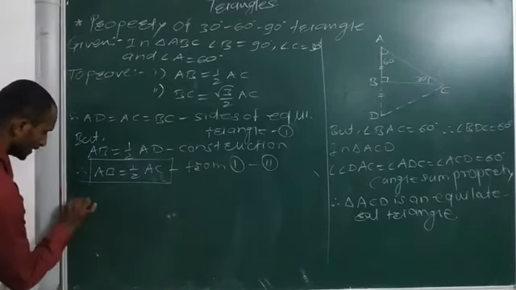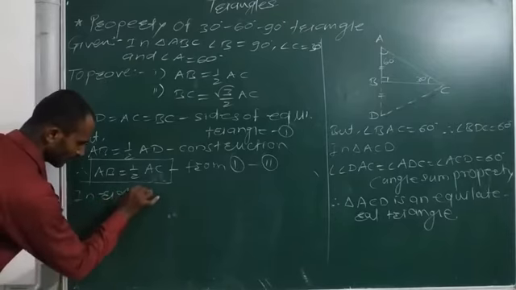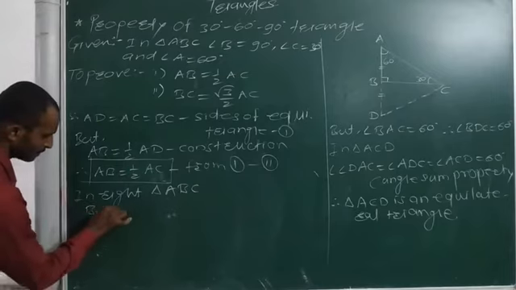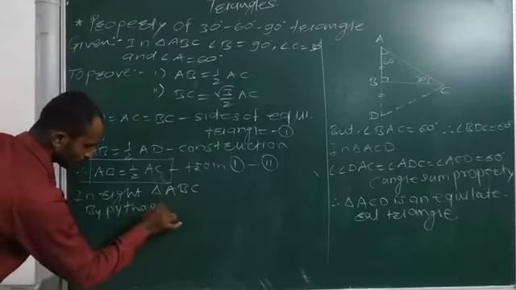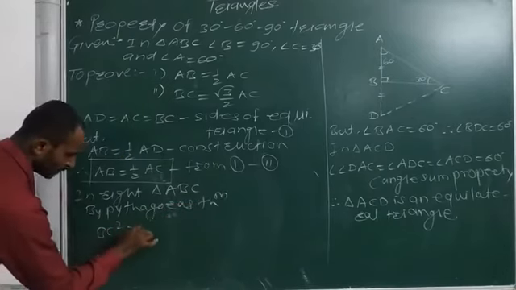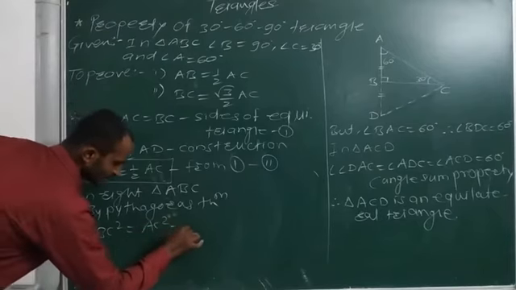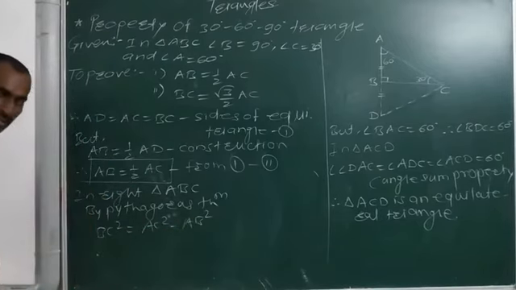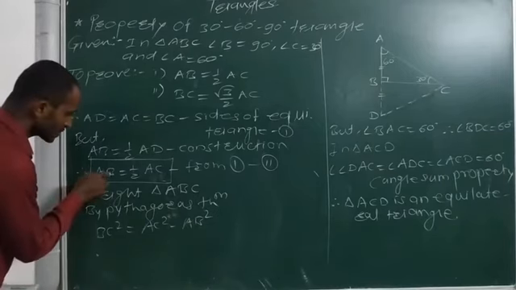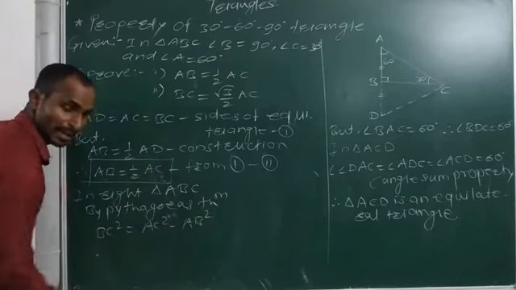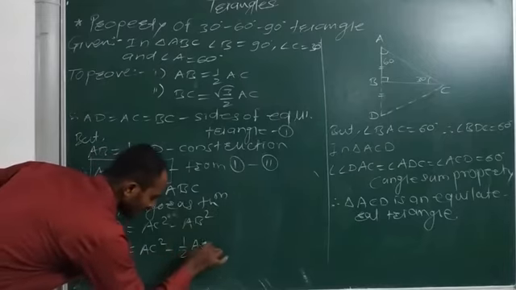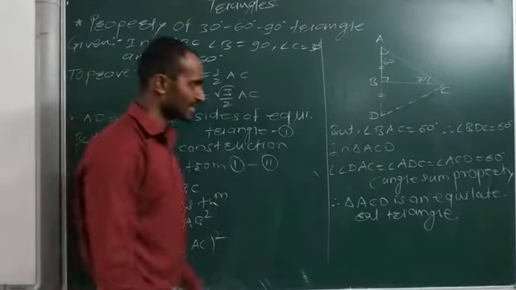How? So now in right triangle ABC, by Pythagoras theorem, we can write that BC square is equal to AC square minus AB square. But the value of AB in the second statement is half of AC. So we can substitute this value for AB. So it means AC square minus half of AC whole square.